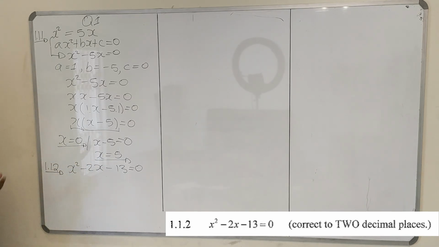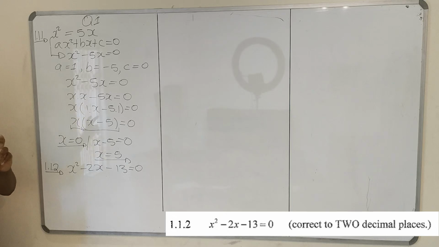Then when you hear them say correct to 2 decimal places, I would take it as a hint that this thing does not have very beautiful factors. So it would not be easy to factorize it, or you might not be able to factorize it. So use the quadratic formula straight away.